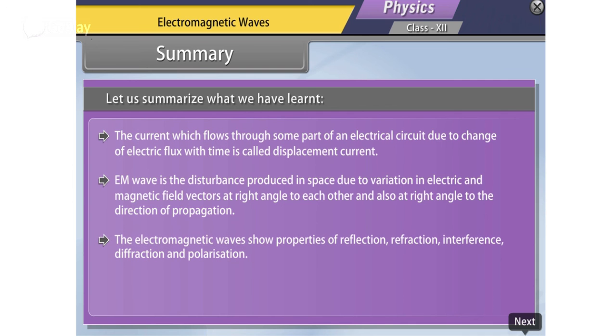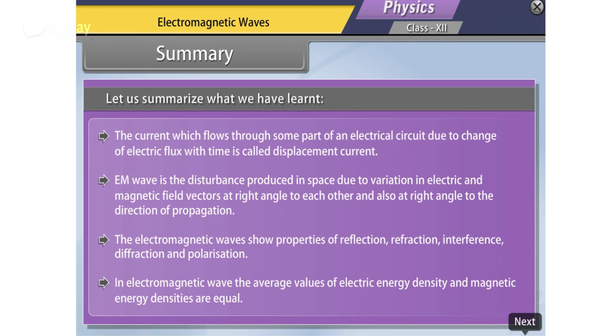The electromagnetic waves show properties of reflection, refraction, interference, diffraction, and polarization. In an electromagnetic wave, the average values of electric energy density and magnetic energy density are equal.